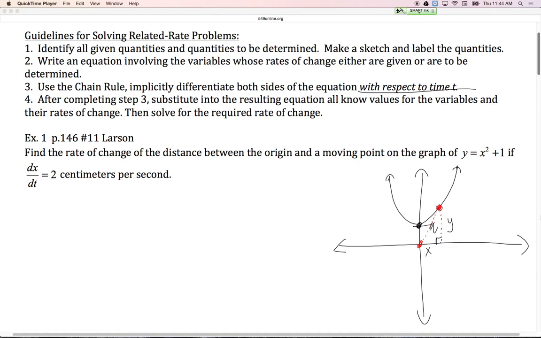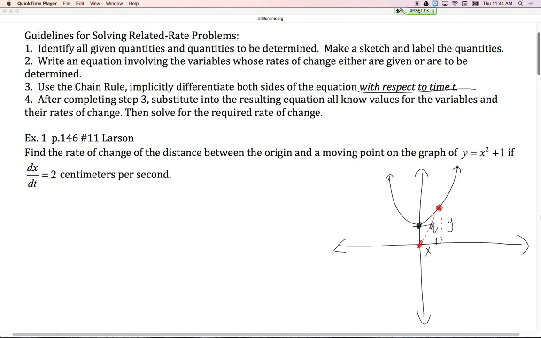All right, now let's go back to step 1 and talk about how we do a related rate problem. So we've got a sketch. We understand the context of the problem. We kind of get what they're asking. But without calculus, it seems like, well, I don't really know how I'd ever do this before calculus. How would you figure out how quickly the distance is changing? Well, that's where calculus steps in. All right, identify all quantities and quantities to be determined.